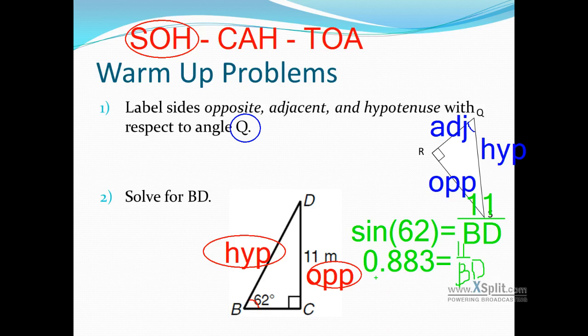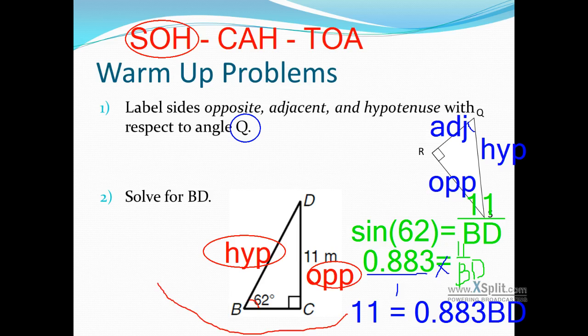From here, of course, we can add a 1 to the bottom of this side of the equation and cross multiply. On the one side, we'll get 11. On the other side, we'll get 0.883 BDs. As a very last step, we divide both sides by 0.883. I'm going to assume you know how to do that. We could say that BD is equal to, and I'm going to put into my calculator, 11 divided by 0.883. You can go ahead and do that with me. 11 divided by 0.883 gives us approximately 12.46.